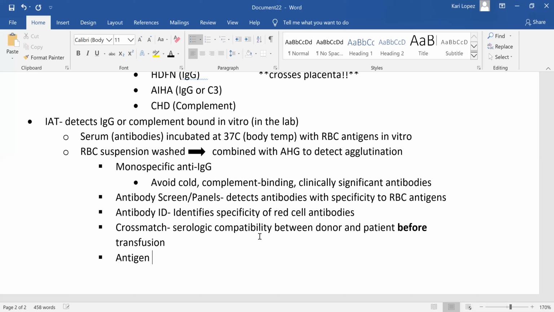And then there's also antigen typing. And that identifies specific red cell antigen in the patient or donor. Now, some of these use reagent red blood cells. Your cross match uses donor red blood cells with your recipient plasma. And then your antigen typing uses anti-sera. So they all use different things, but they're all part of indirect antiglobulin testing. And it can also be IgG or complement.